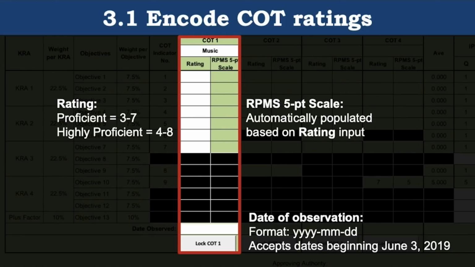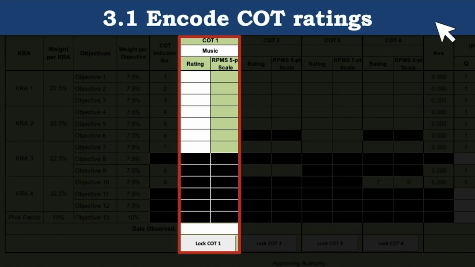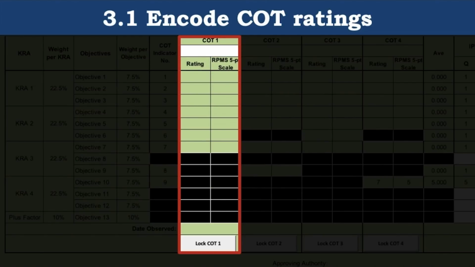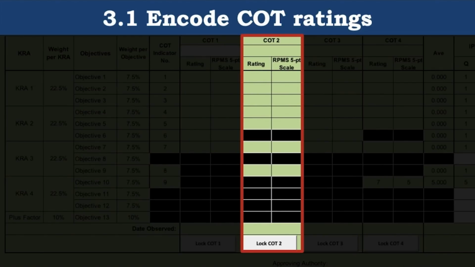After entering the date of observation, the rater will then click the Lock CoT1 button, which prompts for the rater's password. The rater will then nominate or set a password with minimum 6 characters. This password will be used later when locking other CoT columns and finalizing Part 1, so it's important that the rater must not forget this. After confirming the password, the rater will click the Go button. This locks CoT1 and enables CoT2.